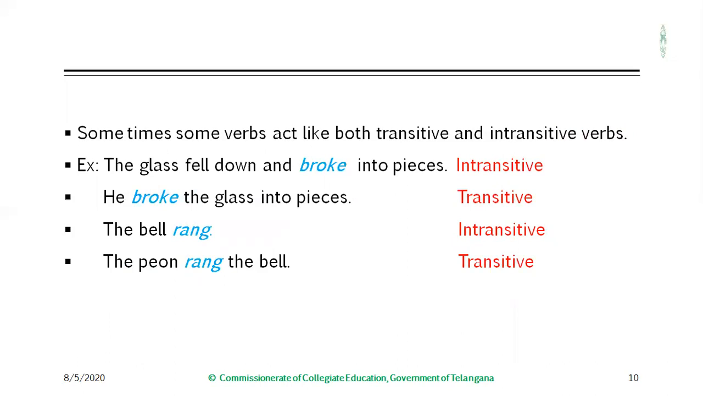And let's look at another sentence here. The peon rang the bell. What did the peon ring? The bell. Here, the bell is the object in the sentence. So this sentence needs an object. So rang here is transitive. So we can understand that the verb sometimes acts like both transitive and intransitive according to the situation.